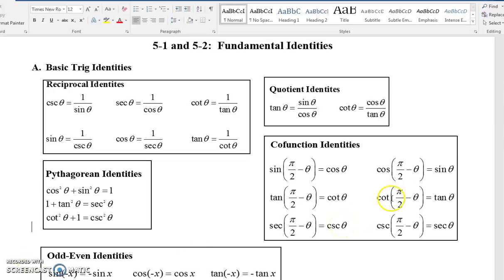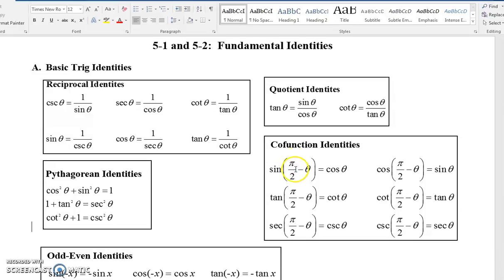In this video, we're going to be looking at the cofunction identities right here and try to explain at least how one of these seems to connect to each other. So let's just look at this one right here: the idea that sine of pi over 2 minus theta equals cosine of theta.